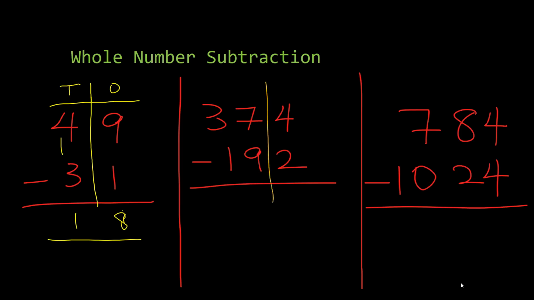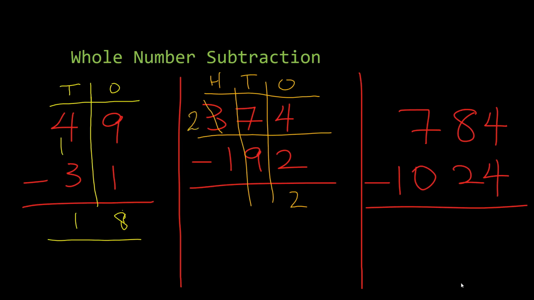Again, let's look at the numbers. We see that we have ones, tens, hundreds. So now I have 4 ones, and I'm removing 2 ones, which leaves me with 2. And now I have 7 tens, and I'm removing 9 tens from it, which is impossible to do. So what I need to do is I need to take 100 from here, which leaves me with 2 hundreds, and place it in the tens column.